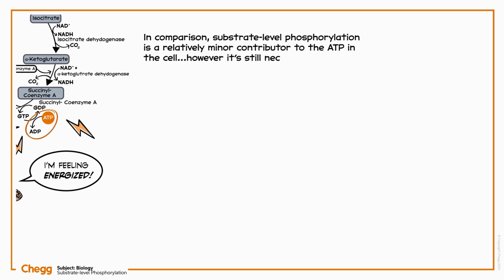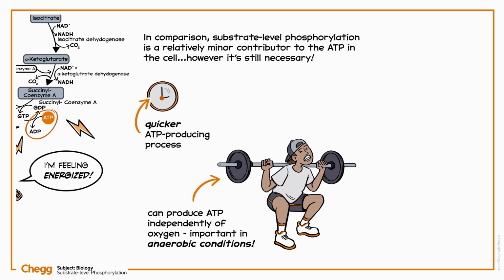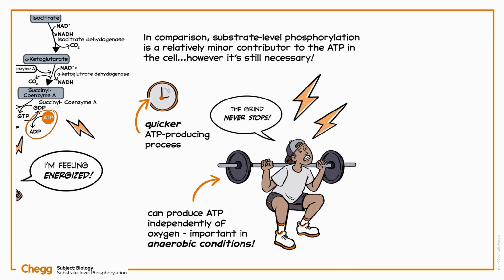However, it's still necessary. It is a quicker ATP-producing process than oxidative phosphorylation, and it can produce ATP independently of oxygen. This becomes especially important in anaerobic conditions, like in muscle cells during intense exercise.